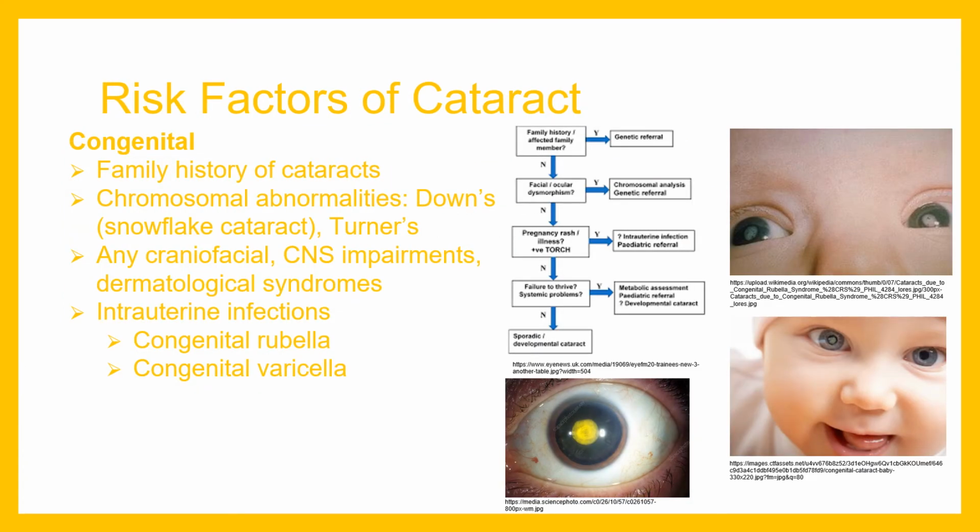An infant has a higher risk of developing a congenital cataract if there is a family history of cataracts, and if the baby is found to have chromosomal abnormalities such as Down syndrome, which is famous for presenting with snowflake cataracts, or also Turner's. Any craniofacial abnormalities, CNS impairments, and dermatological syndromes can also lead to congenital cataract. And intrauterine infections while in the womb, like rubella and varicella, can result in a cataract, unfortunately.